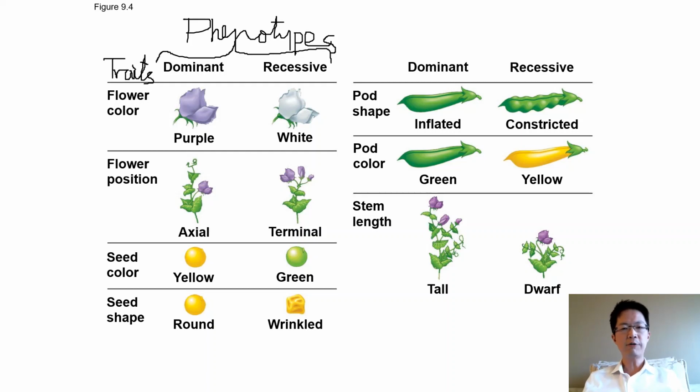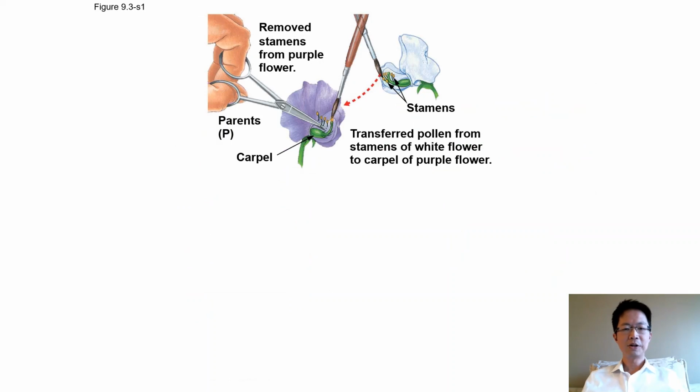Distinguish the differences between trait and phenotype. So how did Gregor Mendel control the fertilization of the pea plant? It's very simple. He just used scissors and a paintbrush.